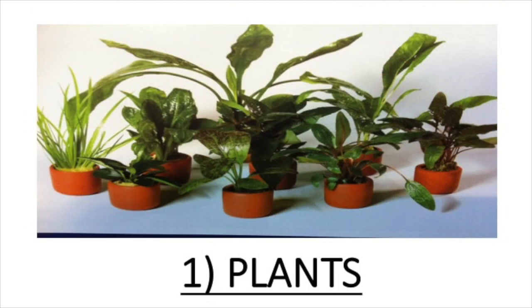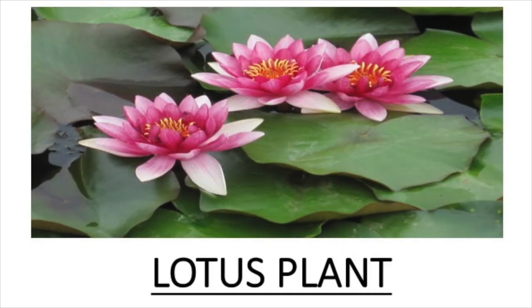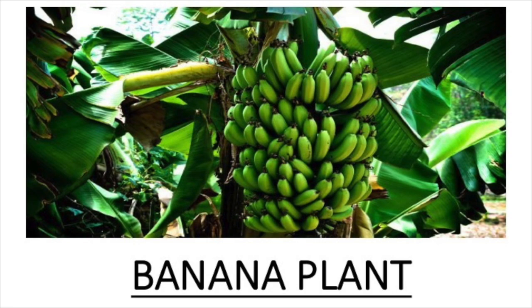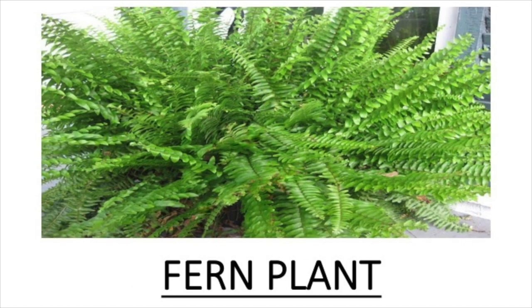Category number one, plants. Here we have the lotus plant. You can see it's a very pretty type of plant that we find on the water. Banana plant. Yes, this is where we get the fruit, the banana, from. Fern plant. Yes, you can see they all share the same last name because they're part of the same category of living thing. Fern plant.